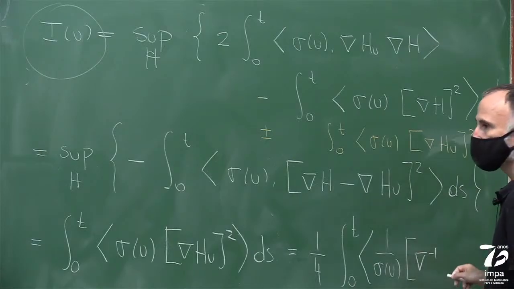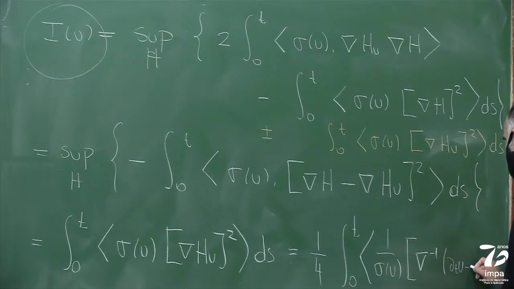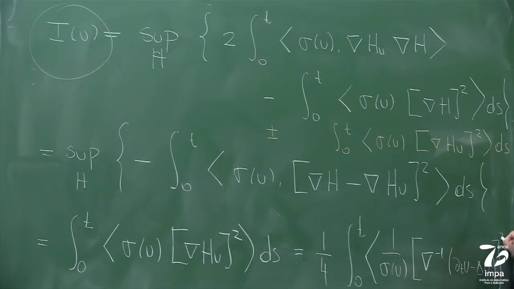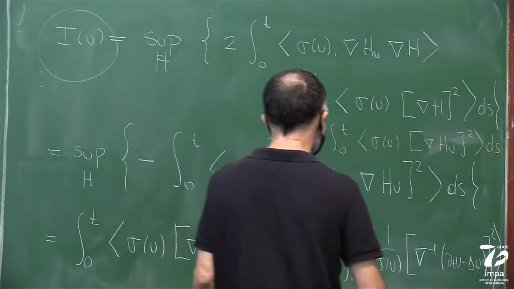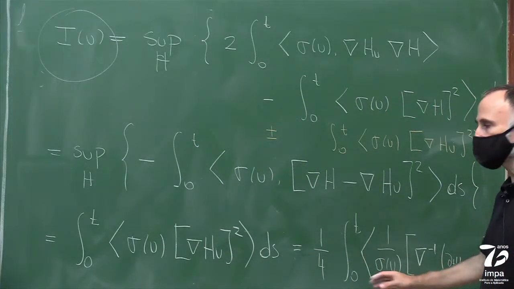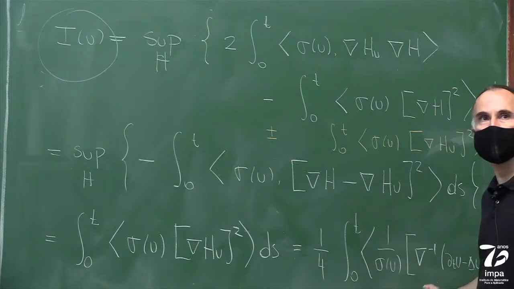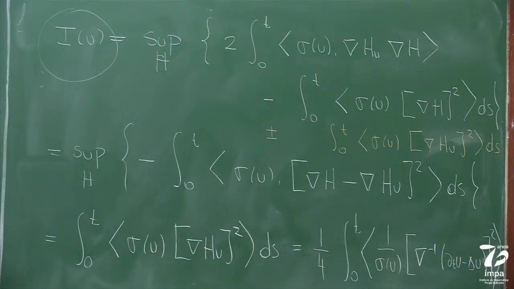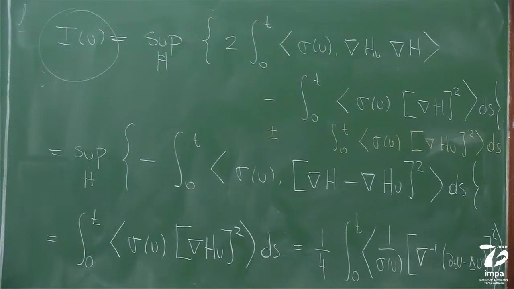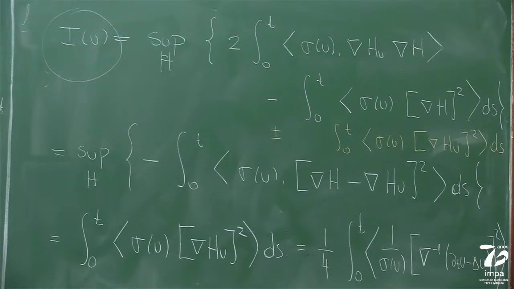Gradient minus 1 of dtu minus Laplacian of u square. Okay. And this gives me a formula which depends only on u, right? You don't have h anymore. So this formula, okay, and that completes. So we proved the lower bound, modulo some technical obstacles, and we have formulas for the rate function. 3 different formulas.